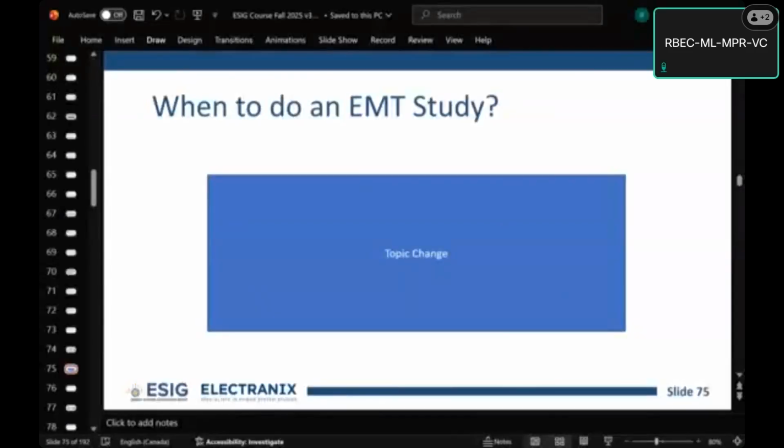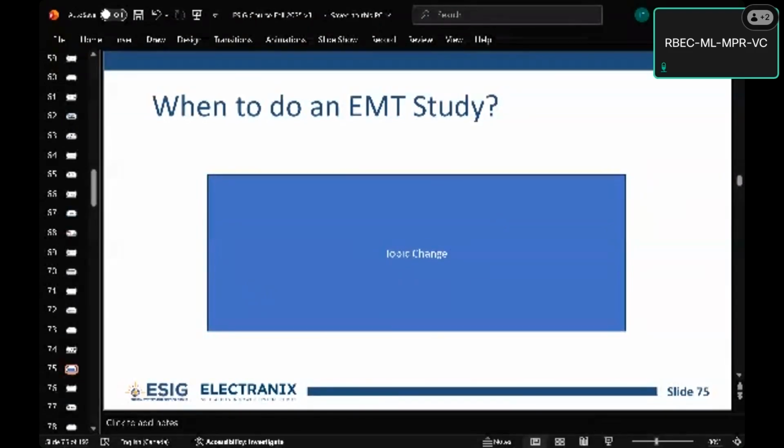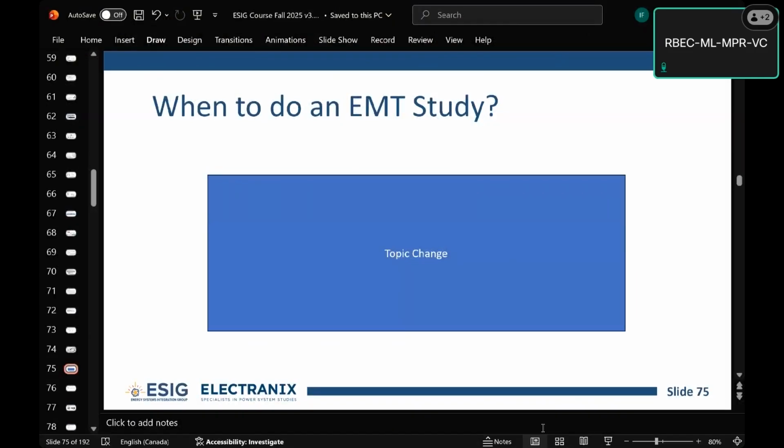It's obvious that we can't always do EMT studies. We can't even most of the time do EMT studies unless you're in a very special kind of region, usually smaller regions, island systems, radial systems, systems without too many IBRs or too many interconnection requests. That's a relatively rare animal these days. So most of the time we have to decide.